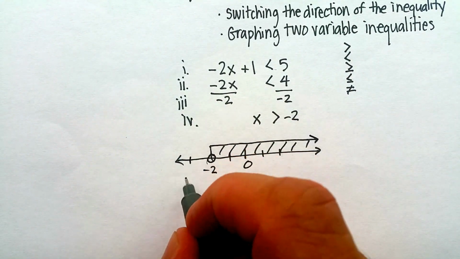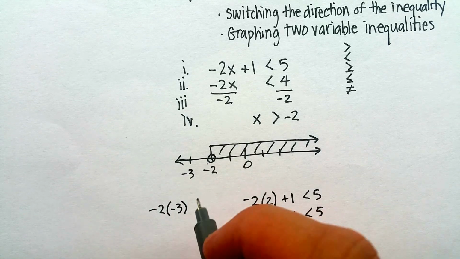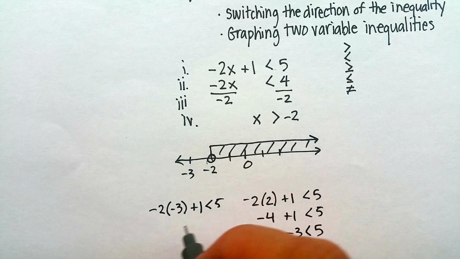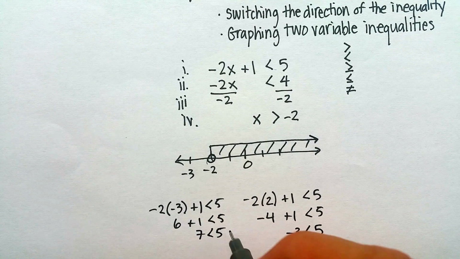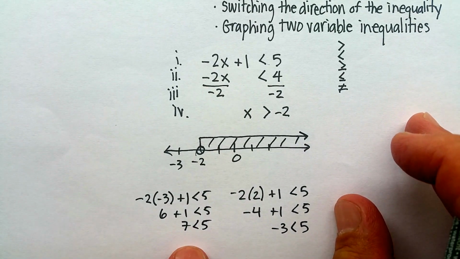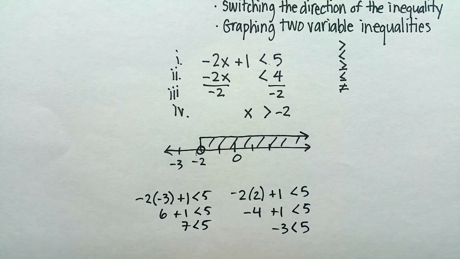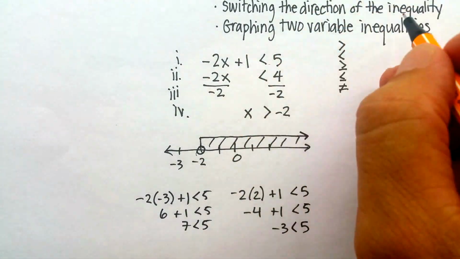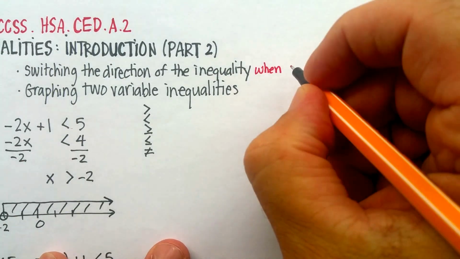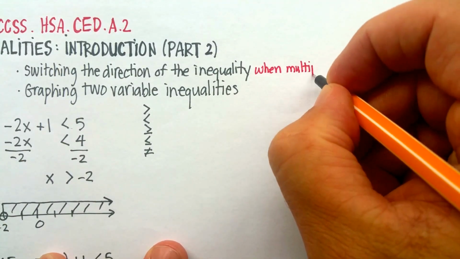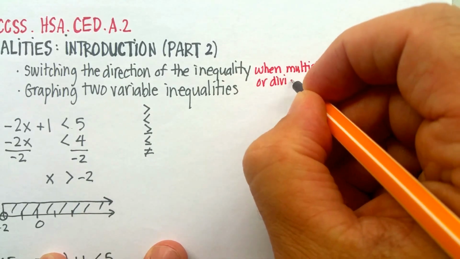So for example, if I had chosen, let's say -3, -2 times -3 plus 1 less than 5, that would give me +6 plus 1 less than 5. That would be 7 is less than 5, and that's clearly not correct. So it was a good thing I went ahead and switched that. So here's the rule. Always switch the direction of the inequality when multiplying or dividing by a negative number.